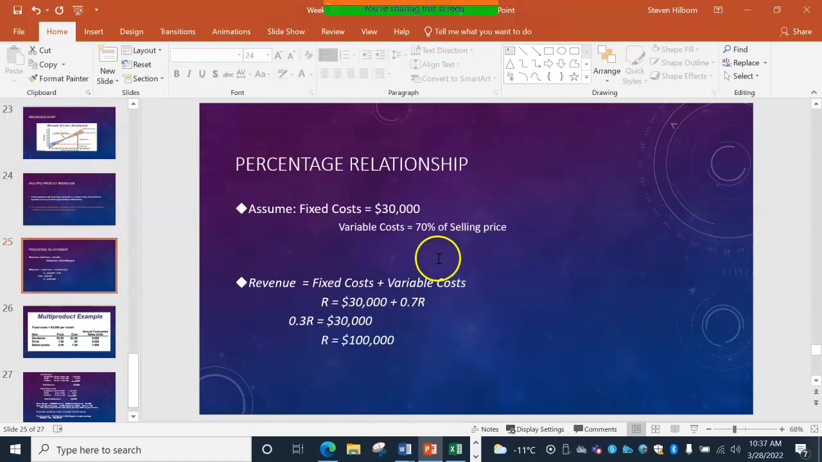Where did I go? Here we go. So percentage relationship. We're going to assume our fixed costs are $30,000. Our variable costs equal 70% of selling price. So $30,000 is our fixed cost. Variable cost is 70% of whatever we sell it for. And that's a pretty reasonable number when you think about it, because we've always talked about food cost and beverage cost and labor. Food and beverage cost, 30, 35%. Labor, probably 30, 35% at least. That is that 70%.